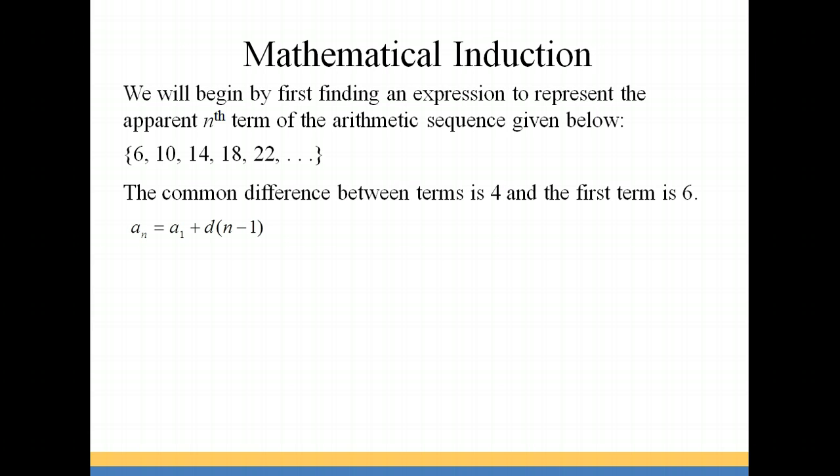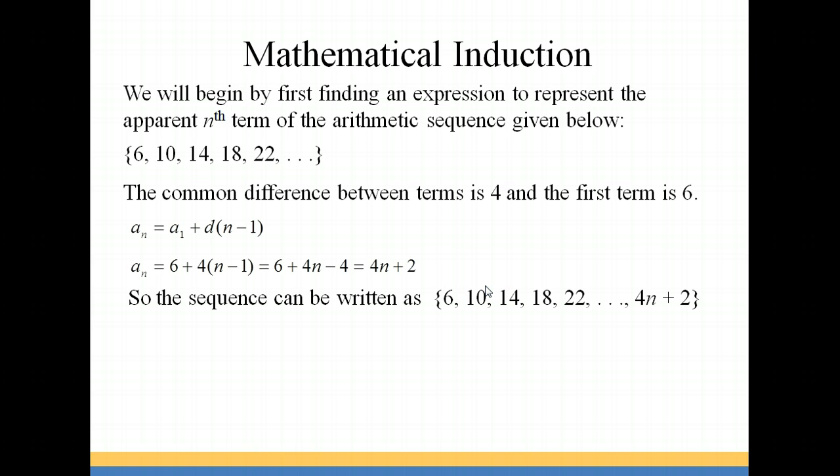So we're going to plug in what we know. Our first term is 6, and our common difference, d, is 4. And then we distributed the 4 to the n and to the negative 1, and then simplified by combining like terms. So let's try it out. If we wanted to find the third term of the sequence, we would replace n with 3. And then we would have 4 times 3, which is 12, plus 2, which gives us 14, which is our third term.